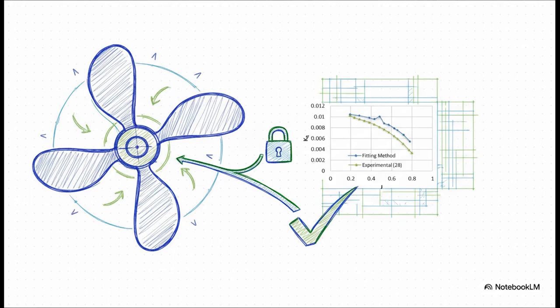And here is the proof. Just look at this. The blue line is what the simulation predicted for thrust and torque using this fitting method. The green line, that's the data from an actual physical experiment.